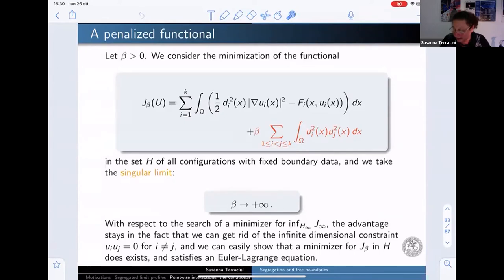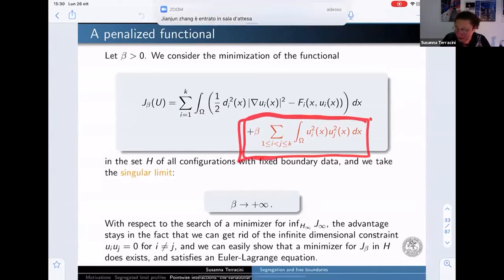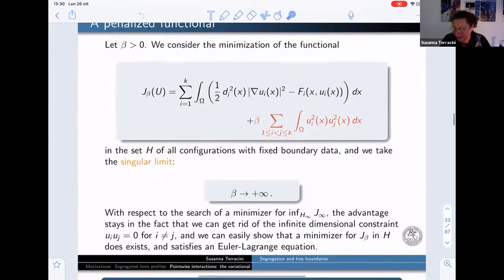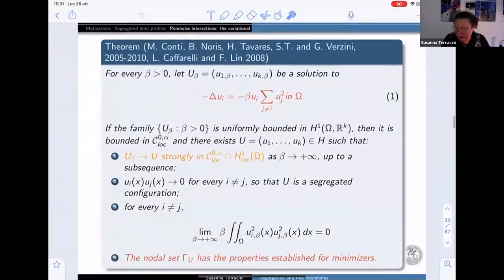for the Bose-Einstein condensate in multiple spin states, then the second natural step is to replace the condition of having disjoint supports with a penalization term and letting then the parameter beta go to infinity. Okay, and then we try to connect the behavior, the asymptotic properties of the minimizers or of the critical points of this functional, to the properties of the variational problem I have described so far.